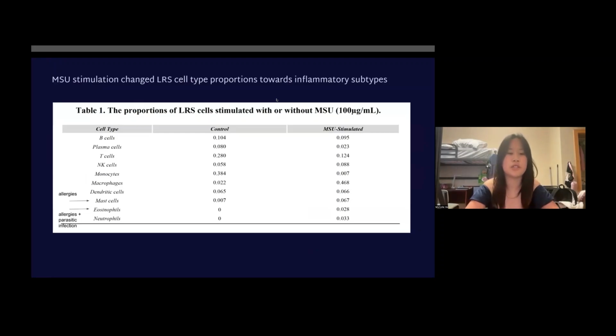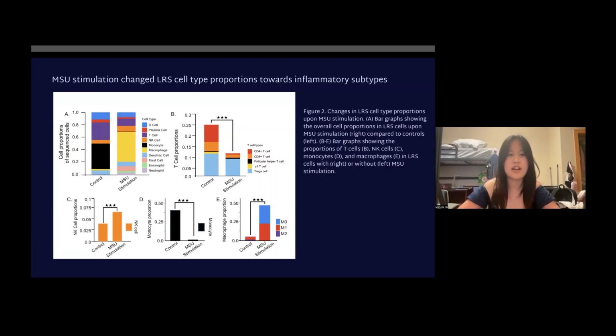This graph shows the proportions of the LRS cells stimulated with or without the MSU. We have cell types like B cells, plasma cells, T cells, and NK cells. They all decreased in proportion after being stimulated with the MSU compound. However, cells like mast cells, eosinophils, and neutrophils all increased in proportion after being stimulated by the MSU compound. This graph shows the MSU stimulation changed the LRS cell type proportions towards inflammatory subtypes.